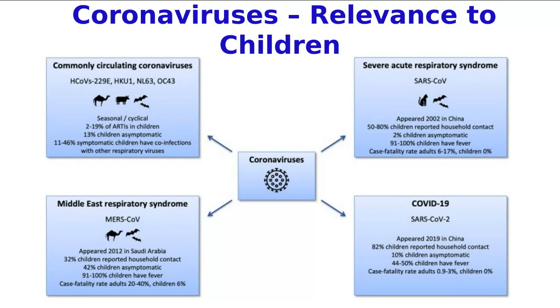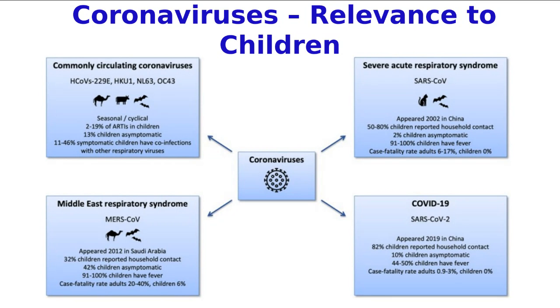For those who are symptomatic, up to 46% will have co-infections with other respiratory viruses. And then along came MERS, or Middle Eastern Respiratory Syndrome, which appeared in 2012 in Saudi Arabia. 32% of the children there were reported to have household contact. 42% of the children were asymptomatic. Up to 100% of children had fever, and the case fatality rate in adults approached 40%, and in children 6%.